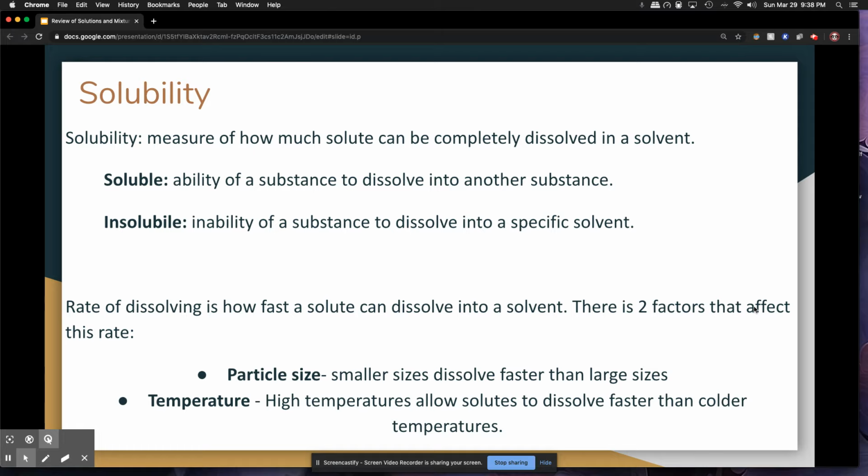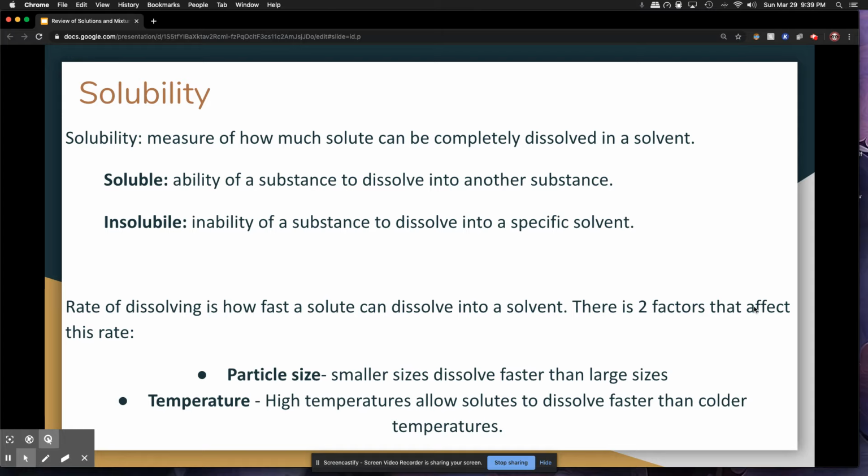One is particle size. If you have smaller particles, that means you have more surface area that comes in contact with the solvent, therefore it can dissolve faster, versus if you put one chunk inside, there's not a lot of surface, so it has to kind of work its way through the chunk to dissolve.